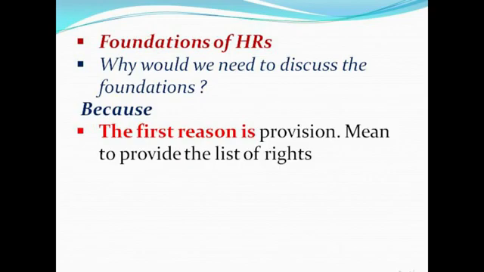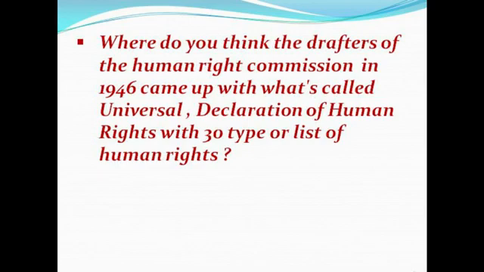Where do you think the drafters of the Human Rights Commission in 1946 came up with what's called the Universal Declaration of Human Rights with 30 types of human rights? And how did they arrive at the conclusion that there are only 30 rights which are universally applicable? That's the message of the Universal Declaration of Human Rights. Why not 45? Why not 10? Why not 100? Then what guided them in reaching the decision of 30 human rights as the universal values?